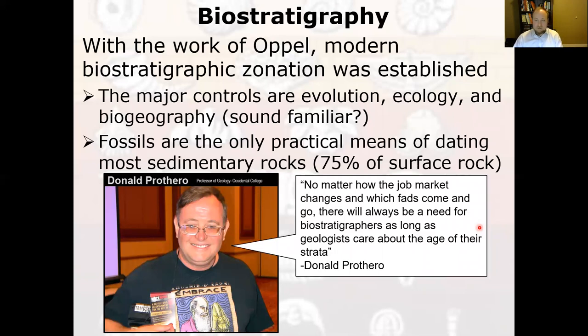And what controls the biostratigraphic zonation is the faunal succession, which is a confluence of evolution, ecology, and biogeography. Do those topics sound familiar? I sure hope so, because we just talked about them. That's why we talked about them. And the reason this whole thing's important, one of the major reasons why you're taking this class: fossils are cool, so that's one reason. But not only are they cool, they're powerful.